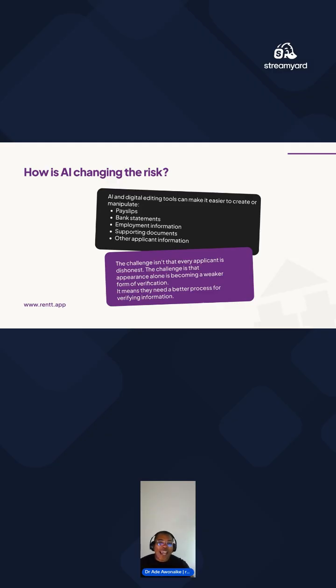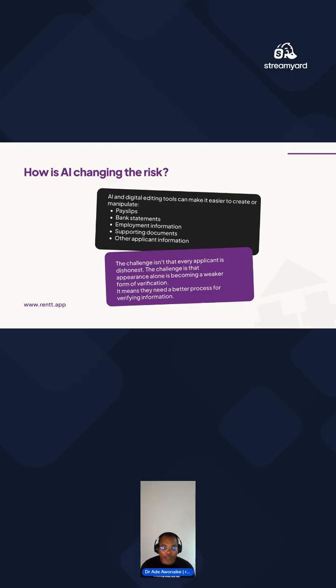So, where does AI come into this? AI and digital editing tools can make it easier to create or manipulate things like payslips, bank statements, employment information, and other supporting documents. And I want to be careful here. The message isn't every applicant is dishonest. Far from it. Most people looking for somewhere to live are simply trying to find a home. The issue is that appearance alone is becoming a weaker form of verification.